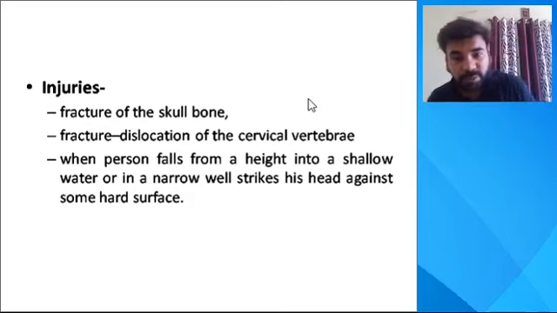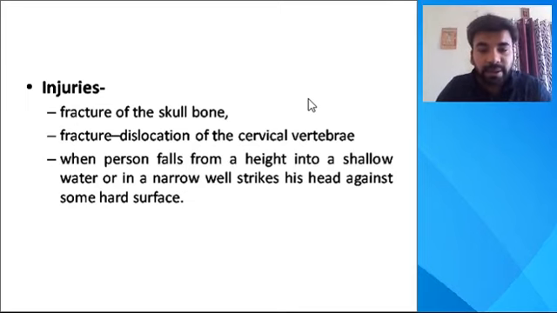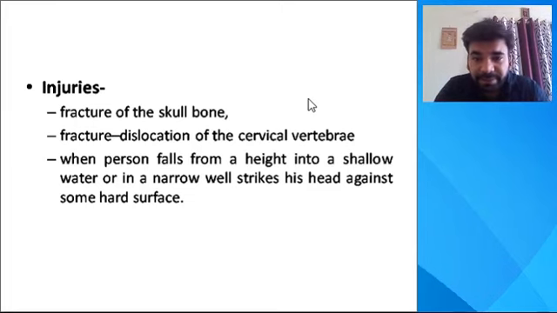Then injury may also lead to the death of a person. Generally injuries occur when a person is pushed or falls into a shallow water body or a narrow well. That injury may be a fracture of the skull bone or a fracture and dislocation of the cervical vertebrae. As we just discussed, a lot of force is generated because of the fall from a height. That force is so strong as to cause a fracture of the skull bone, and, as we studied in the earlier classes, the cervical vertebrae may also fracture if the head strikes against the wall or any hard surface.